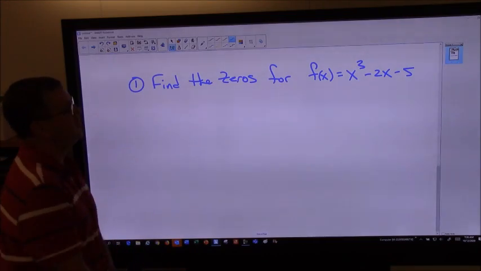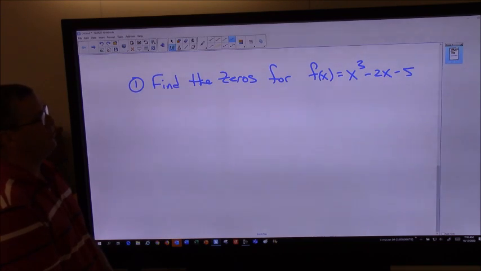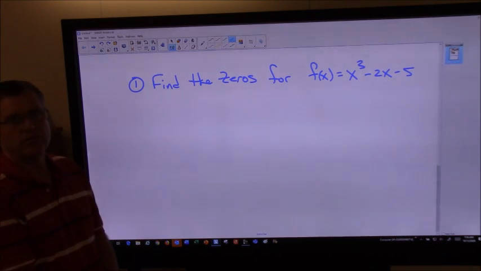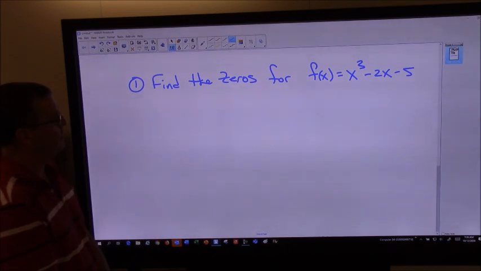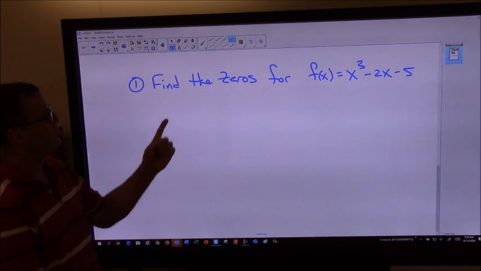All right, so the first thing we want to do is we want to find the zeros for this function. Since this is something we've already done, I'm going to give you guys a chance to do this on your own, and then I'll come back and do it, and you can check and see if you did everything right, okay? So you guys go ahead and try this real quick.